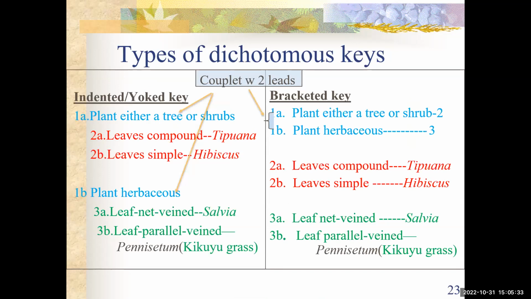So these are types of dichotomous keys. We have basically 2 types. We have what we call the yoked keys. We have the bracketed keys. And you can see the difference. They are actually the same. This is the same key, but in a different format. And you see, you eventually come up with the name of the plant. So usually you get the bracketed keys, but they are all quite commonly used.